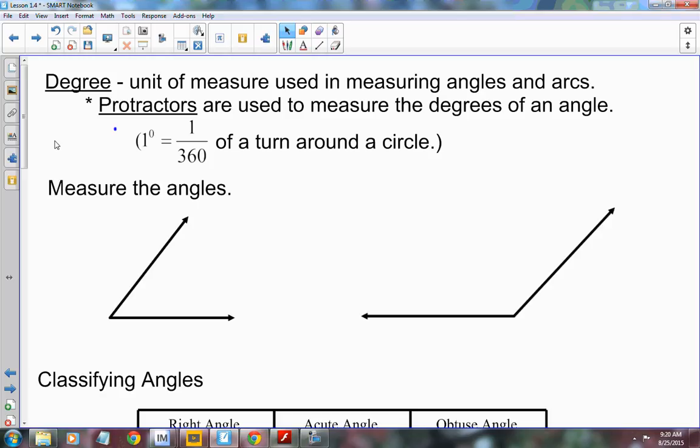All right. A degree is the unit of measure that we use to measure angles. And so we use a protractor in order to do that. Now I'm going to pass protractors out here in just a second. I'm going to show you how to use it first, and then I'll pass it out and let you try it on your own.